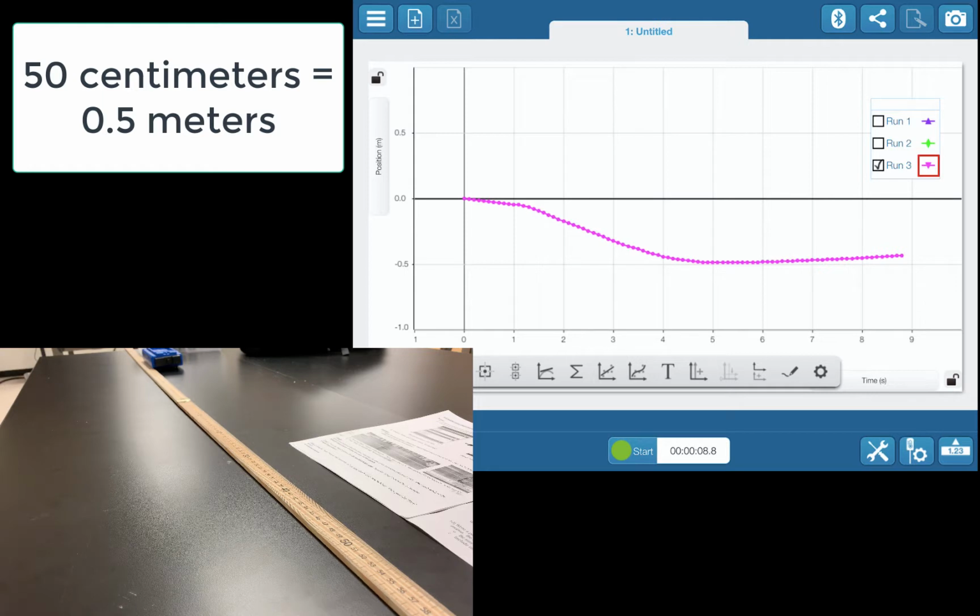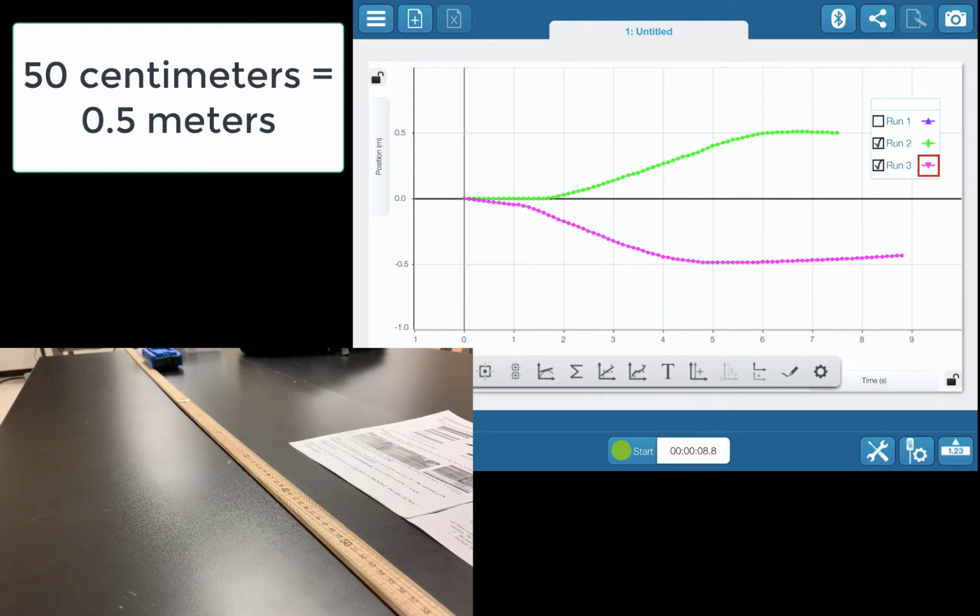So you'll remember in our first run, we had a flat line because we didn't change position. In our second run, we had a positive slope towards 0.5 because we went forward. And now we have a negative slope going to negative 0.5 because we went backwards. And so we can start to see the relationship between the positive and the negative in the direction that the cart is traveling. Positive, in this case, is meaning the cart's going forward. Negative means the cart is going backwards.